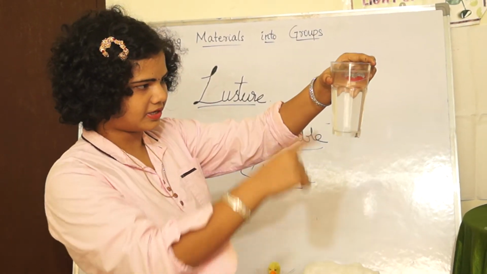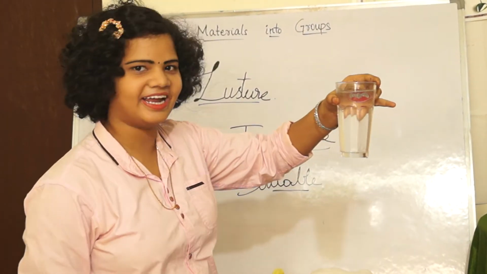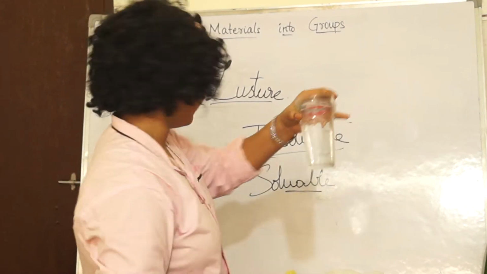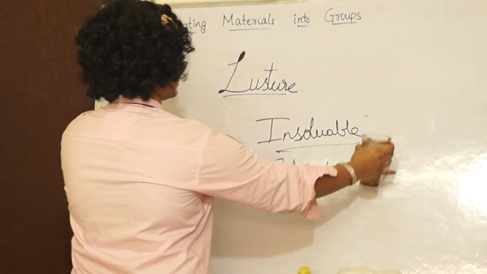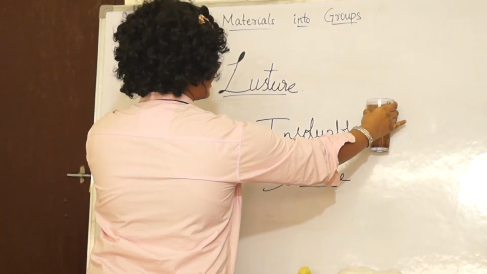In the example of soluble substance, can you see? I can see only water. I can't see the salt inside this water, right? So this salt got dissolved in this water. So this is the soluble substance. And as you can see, this is the insoluble substance.